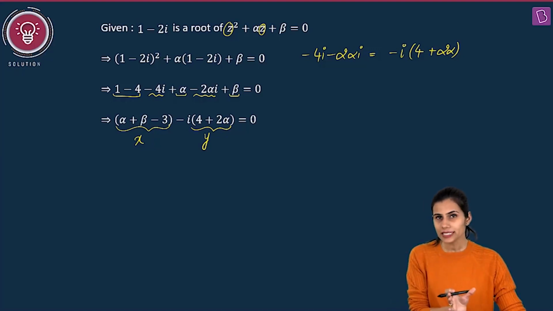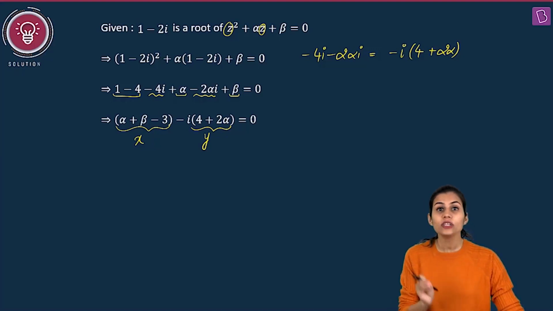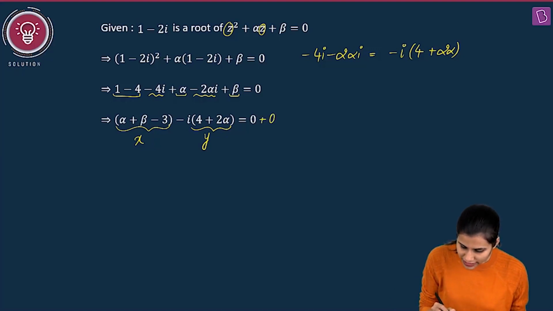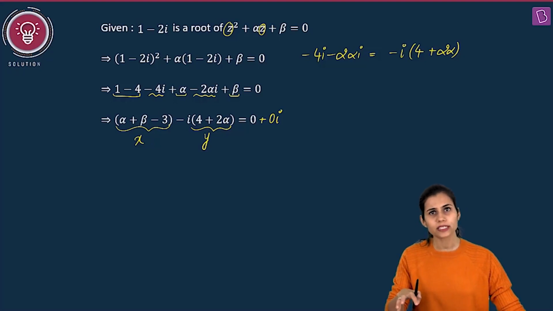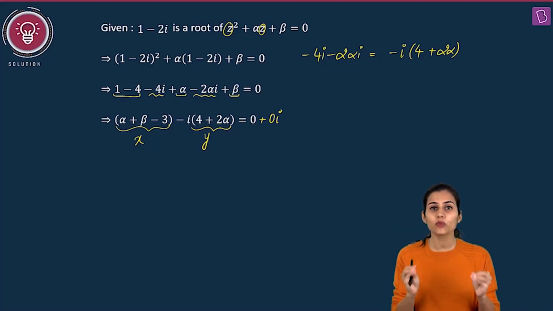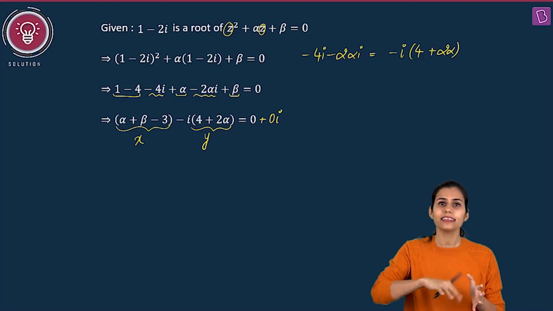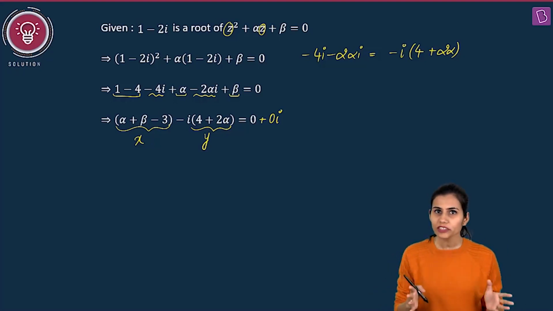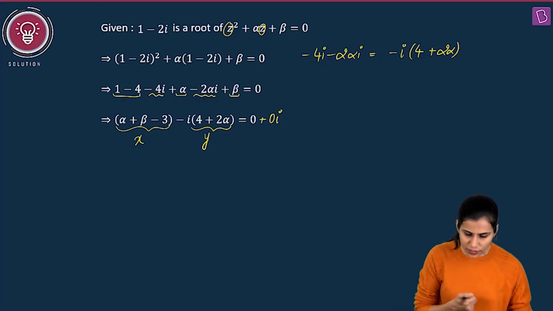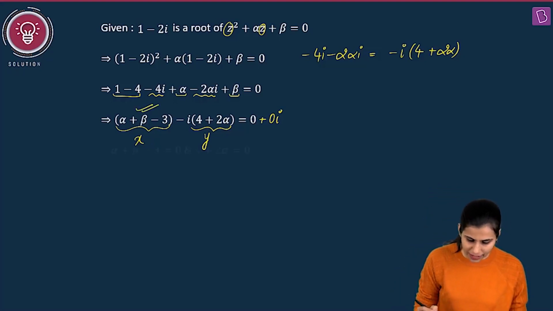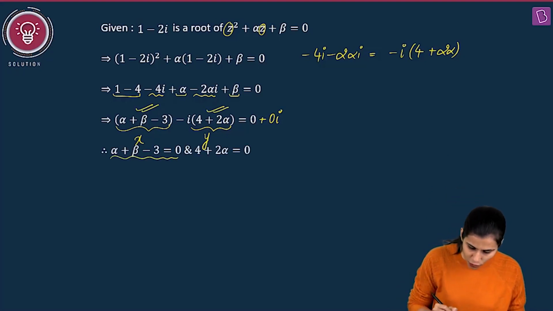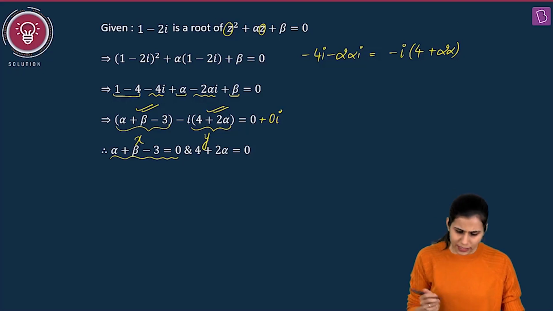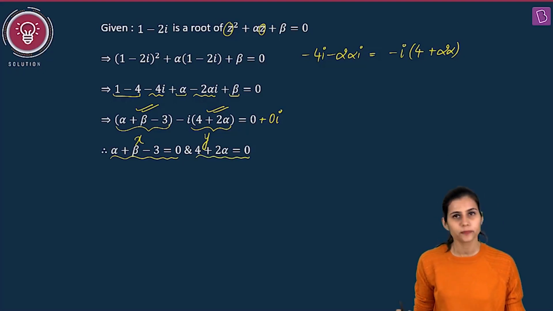Now, this complex number x plus iota y is equal to 0. This is not 0, this is actually 0 plus 0 iota. So left hand side is a complex number, right hand side is a complex number. Two complex numbers can be same if and only if their real parts are equal and their imaginary parts are also equal. So equate the real parts, equate the imaginary parts, you will get two equations, you simply have to solve them. So when you equate the real parts, you get alpha plus beta minus 3 equals 0. And when you equate the imaginary part, you will get minus of 4 plus 2 alpha equal to 0. That means 4 plus 2 alpha equals 0.